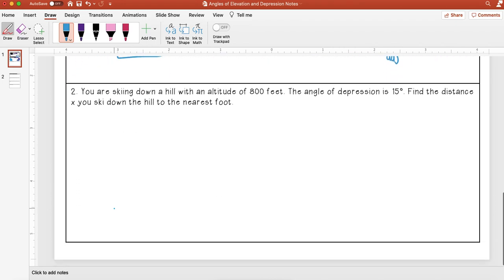Okay, let's try another one. You're skiing down a hill with an altitude of 800 feet. The angle of depression is 15 degrees. Find the distance x you ski down the hill to the nearest foot. So I have this hill that skiing down. I'm told a hill has an altitude of 800 feet, so it means it's 800 feet tall.